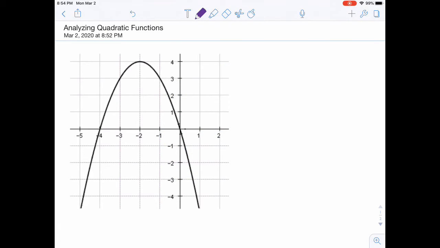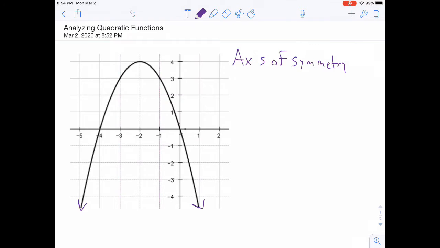Alright, so we're going to look at a quadratic function, or a parabola, and look at a few different things that we're going to notice about a parabola here. So we have our parabola graphed on the left. The first couple of things we look at are the axis of symmetry. The axis of symmetry is an x equals equation that cuts this parabola in half.